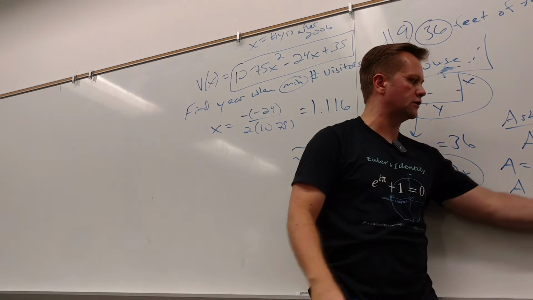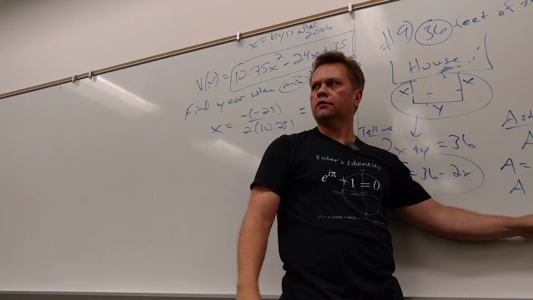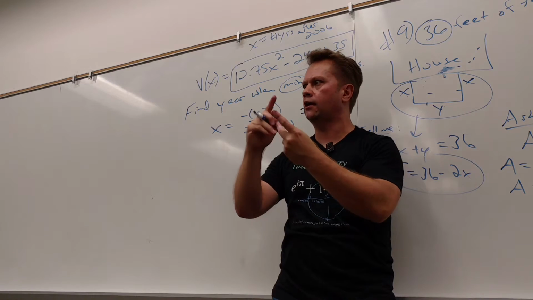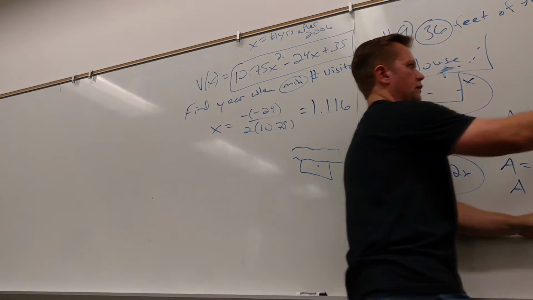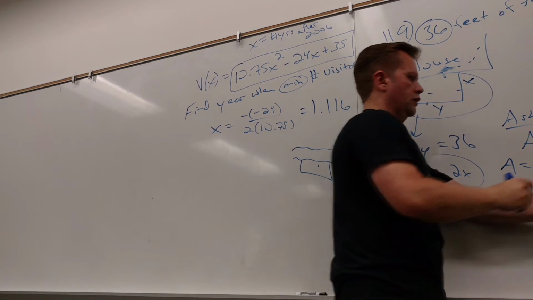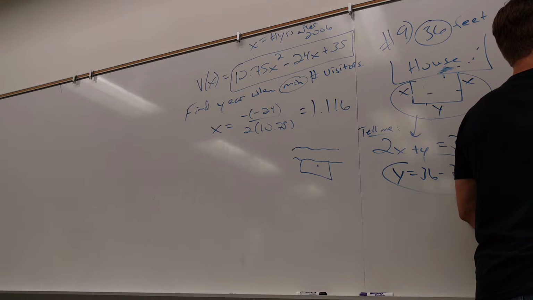So where's a? A is in front of the x squared. Where's b? B is in front of the x. Doesn't matter just because they're in the wrong order. Be very careful about identifying a and b. B is 36. A is negative 2. So negative 36 divided by negative 4?